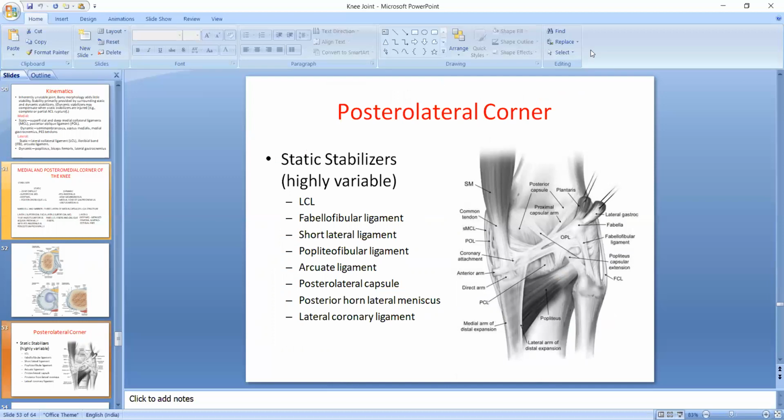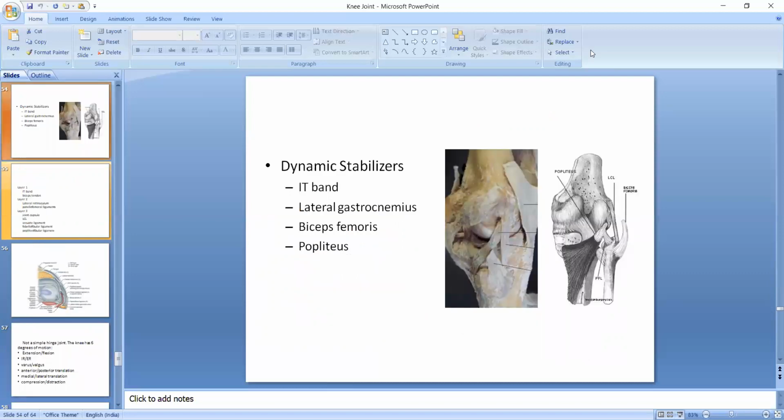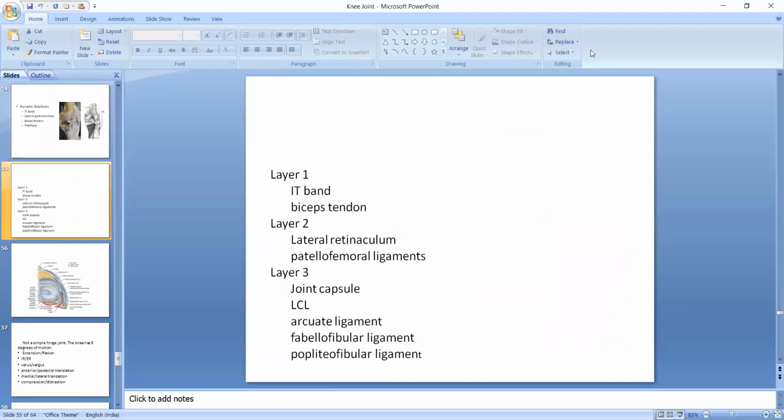Posterolateral corner static stabilizers: LCL, fabellofibular ligament, short lateral ligament, popliteofibular ligament, arcuate ligament, posterolateral capsule, posterior horn of the lateral meniscus, and lateral coronary ligament. Dynamic stabilizers: IT band, lateral gastrocnemius, biceps femoris and popliteus muscles. These are muscles that act as dynamic stabilizers.